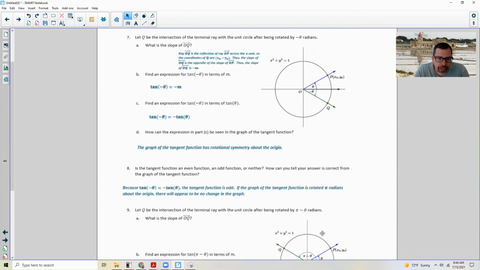So because tangent of negative theta equals the negative tangent of theta, the tangent function is odd. So that's the other thing. If you plug in a negative x and get the negative of the function, then that's another algebraic way of showing that the function is odd. If the graph of the tangent function is rotated pi radians about the origin, there will appear to be no change in the graph.